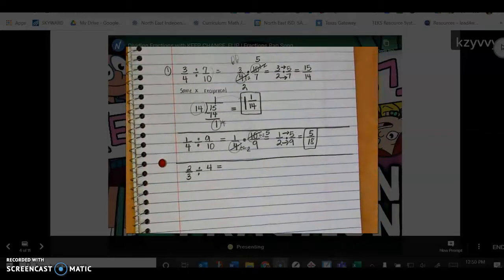Again, if you want to pause, please pause the video. Try this problem. Go for it. I know you can do it. And let's see what happens. When you're ready, press play and I'll be here and I'm going to work it out.